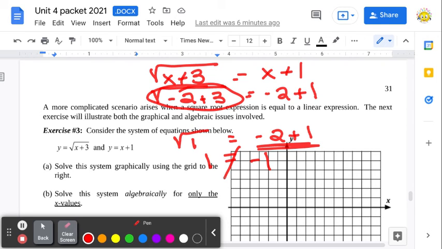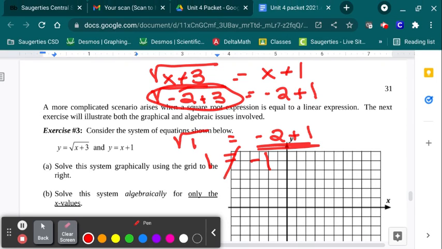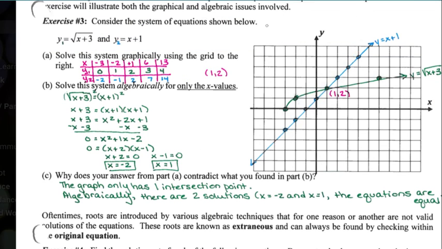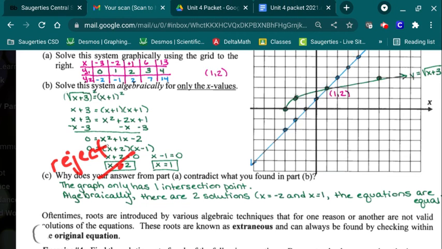So what we would have to do is reject our answer. So for this one right here, we would put a slash in it and write reject. And now let's move on and do the other problems.